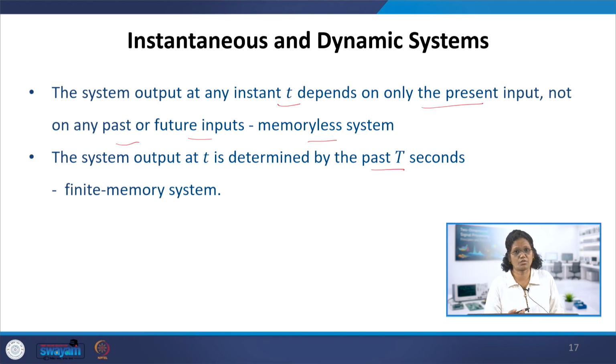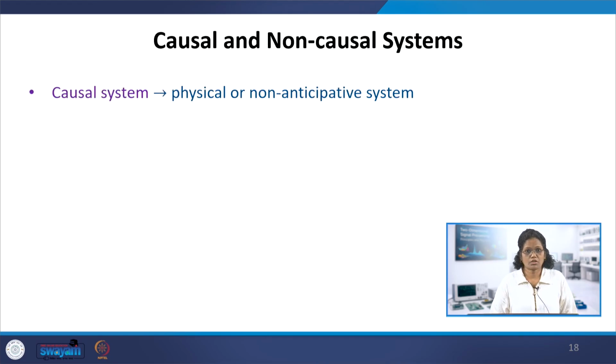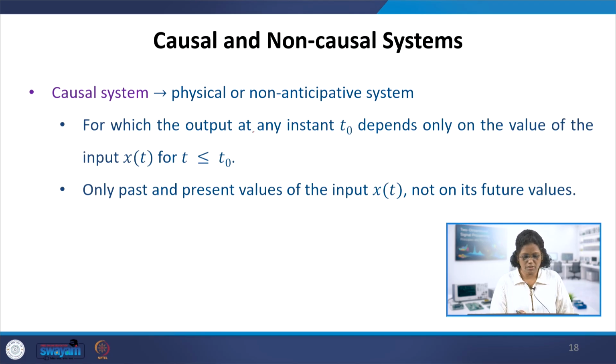It will have finite memory, in this case dynamic systems. Now we will come to the causal and the non-causal systems, where the causal system is physical, also called a non-anticipative system. How? If you want the response of the system at some instant t naught, you decide based on what inputs are required for it. y of t is going to be x of t, or x of t minus 1, or x of t minus 2. So at any instant of time, it depends only on the values of input x of t for t less than or equal to t naught.